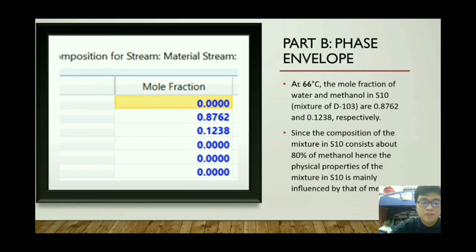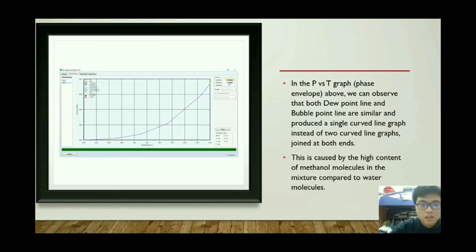Part B. Phase envelope. As you can see from the table, at temperature 66 degrees Celsius, the mole fractions of water and methanol in stream 10 are 0.8762 and 0.1238 respectively. Since the composition of the mixture in stream 10 consists of about 80% methanol, the physical properties of the mixture in stream 10 are mainly influenced by those of methanol. In the P versus T graph, we can observe that both the dew point line and bubble point line are similar and produce a single curved line graph instead of two curved line graphs joined at both ends. This is caused by the high content of methanol molecules in the mixture compared to water molecules.